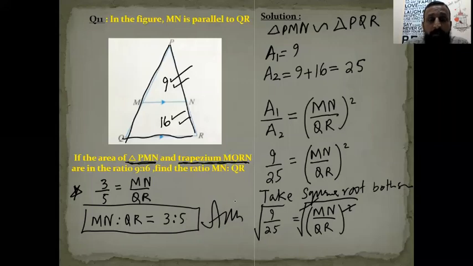What have we done? We have added the values of a triangle and a trapezium to get a big triangle, and we named it A2. A1 was already given to us as 9. We applied the formula A1 upon A2 equals L1 upon L2 the whole square. We plugged in these values and simplified it. We found both sides are squares. So how do we get rid of the squares? By taking square roots. I took square roots on the two sides, simplified it, and found my answer: MN to QR equals 3 to 5.